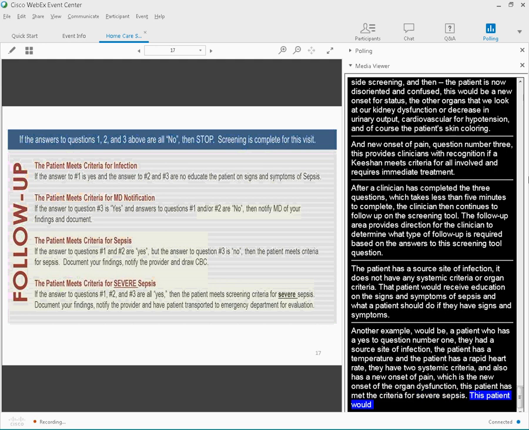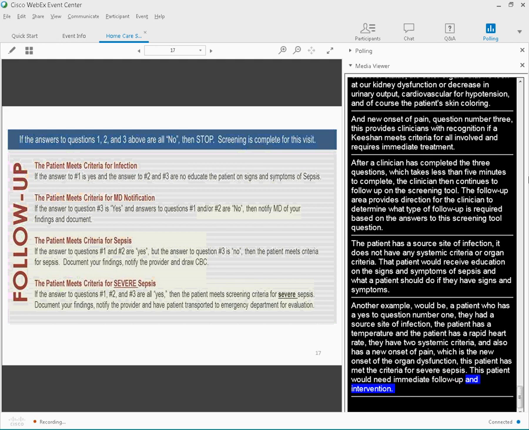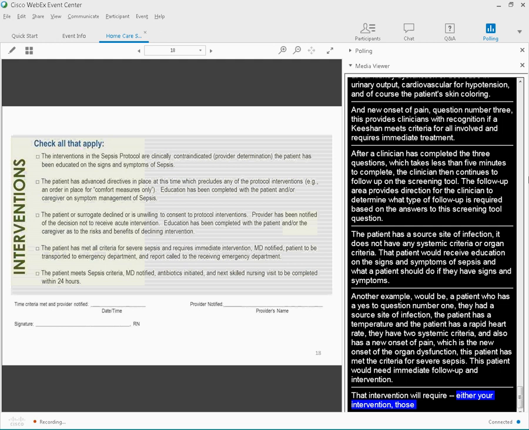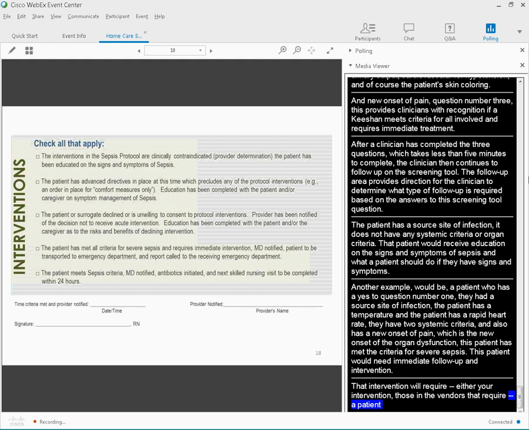Let's go to the next slide. These are your interventions. Those interventions would require you to notify the MD, and the patient would need to be transported to the emergency department.